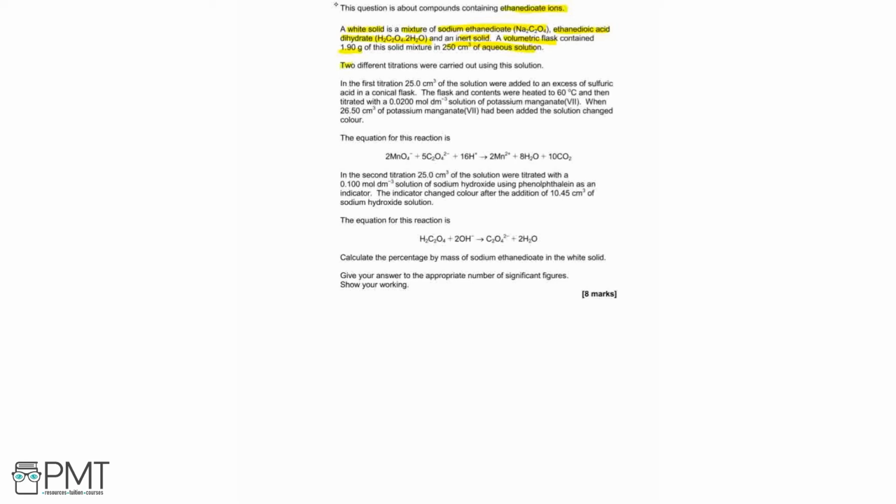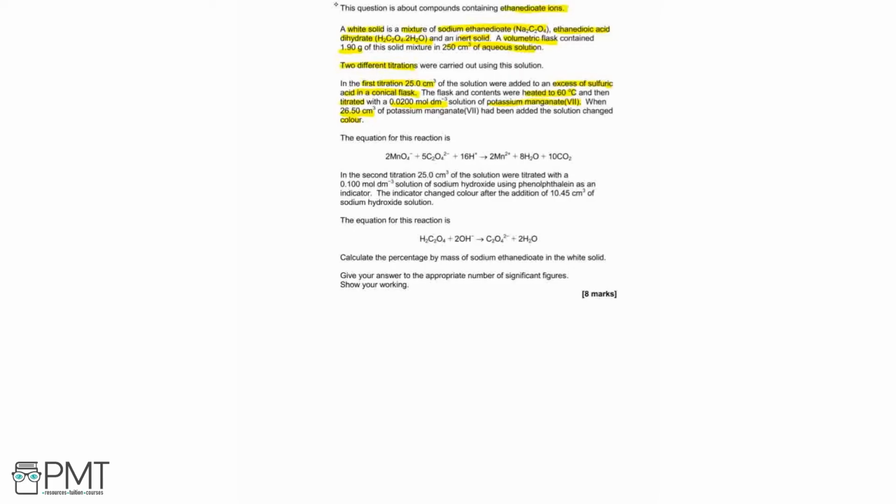We're then told that 2 different titrations are carried out using the solution. In our first titration, 25 centimeters cubed of the solution was added to an excess of sulfuric acid in a conical flask. The flask and contents were then heated to 60 degrees and then titrated with a 0.02 mole per decimeter cubed solution of potassium manganate 7. When 26.5 centimeters cubed of potassium manganate had been added to the solution, it changed colour. And the equation for this reaction is shown below.